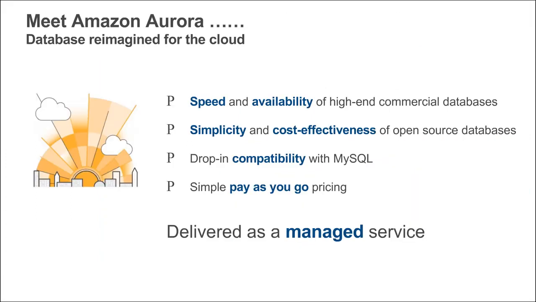In the end, you get Amazon Aurora. Speed and availability of high-end commercial databases. If you look at that rack system, you really don't need it anymore. But coming with it is the simplicity and cost-effectiveness of open source. There's no big licensing fees that come along with Aurora. It's simple pay-as-you-go. And to top it all off, you get drop-in compatibility with MySQL. For those of you that were paying attention to our re:Invent announcements last year, we also have a version of Amazon Aurora shortly being released that will work with Postgres if that's more your cup of tea.